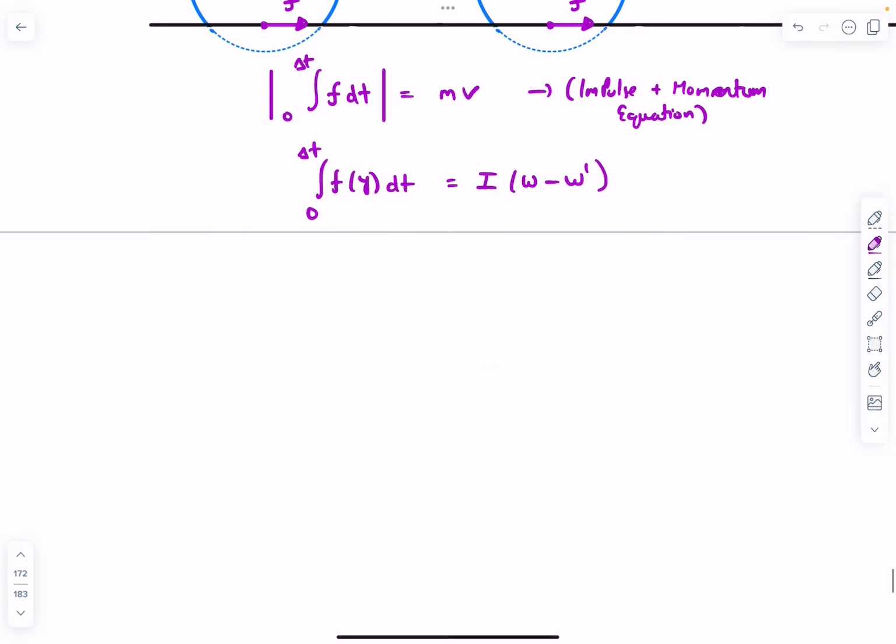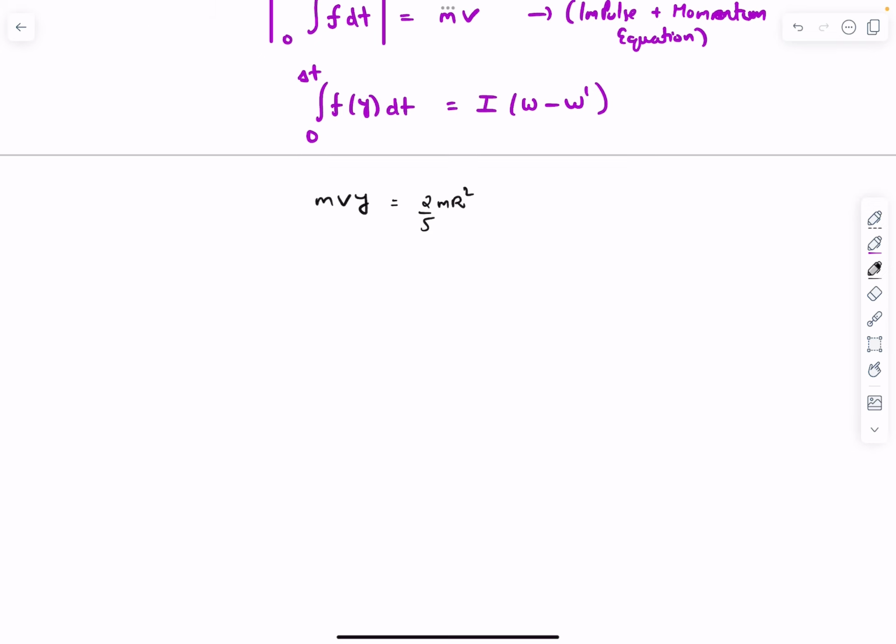Now I can take out the y from the integral, because y is a constant. What I'm left with inside is the integral of f dt, and the integral of f dt is just mv. On the left hand side it'll become mvy. I about the central axis for a solid sphere is 2 by 5 mr squared, and the omega we earlier figured out was equal to v divided by y minus omega dash.